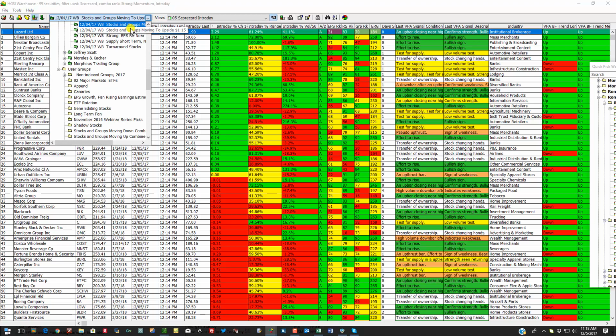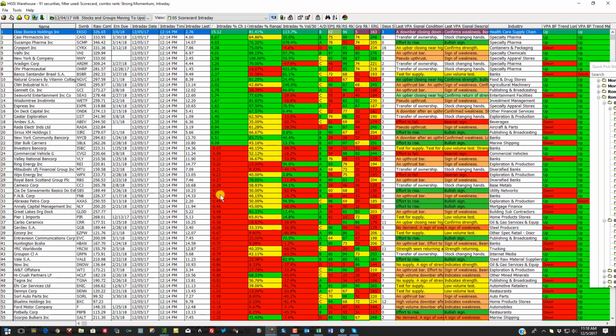Now let's just go down to the next group, and you can see it's about the same ratio here. So what do I use this for? Its primary use is to let me see if stocks that were in groups that were moving up yesterday are continuing to follow through, or if there is rotation. This is part of the rotation theme.